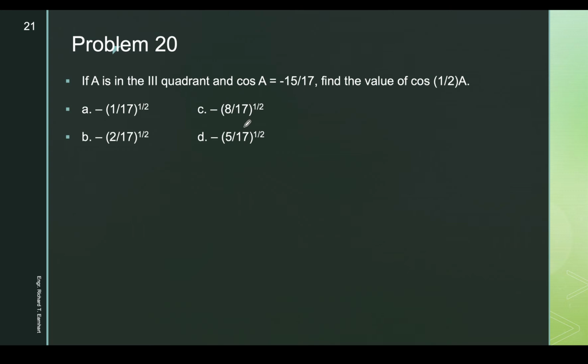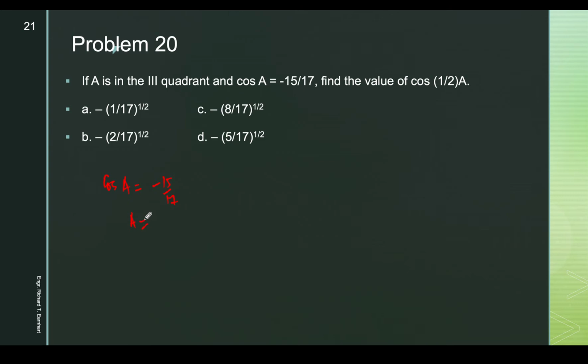If A is in the third quadrant and cosine A is negative 15 over 17, find the value of cosine A over 2. Okay, so we can solve this even without applying the double angle identity for cosine function, no? Because from cosine A equals negative 15 over 17, we can actually compute for A here.